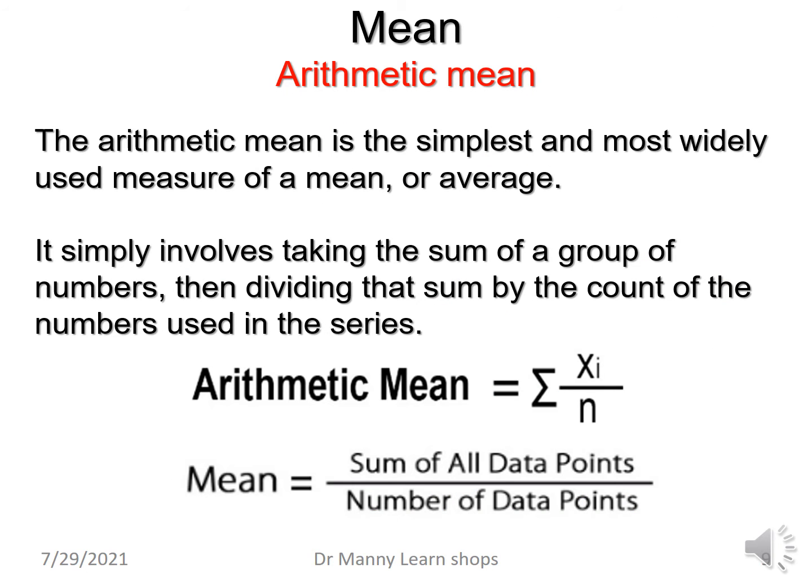The mean is the arithmetic mean, the mathematical mean, and it's the simplest and most widely used measure of mean or average. It simply involves taking a sum of a group of numbers, then dividing that sum by the count of the numbers used in the series. Mean equals the sum of all data points divided by the number of all the data points.